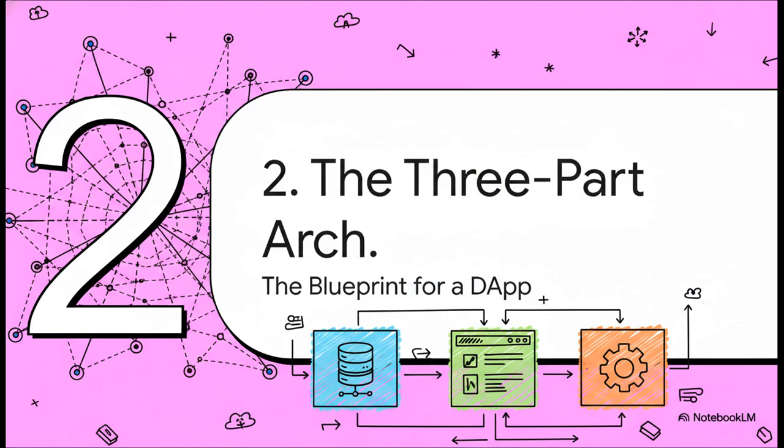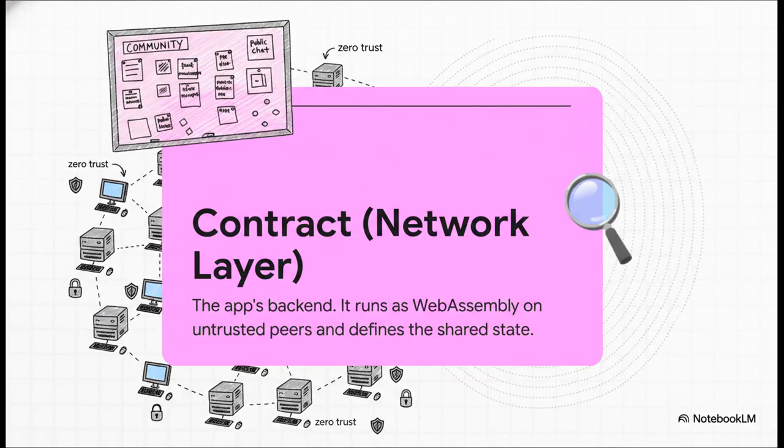Well, it all comes down to this core three-part architecture. This is basically the blueprint for any decentralized app, or DApp, on Freenet. First up, you've got the contract. The easiest way to think about this, it's the app's public community bulletin board. This is where all the shared info lives, like messages in a public chat room.